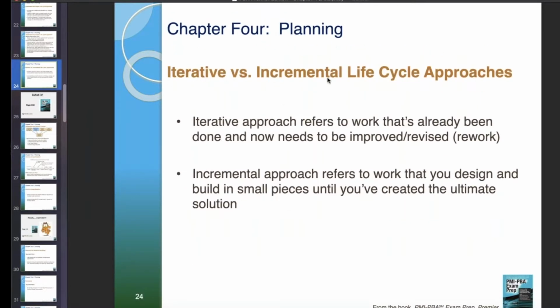Iterative versus incremental life cycle approaches. Iterative approach refers to work that's already been done and now needs to be improved or revised, rework, if you will. Incremental approach refers to work that you design and build in small pieces until you've created the ultimate solution.